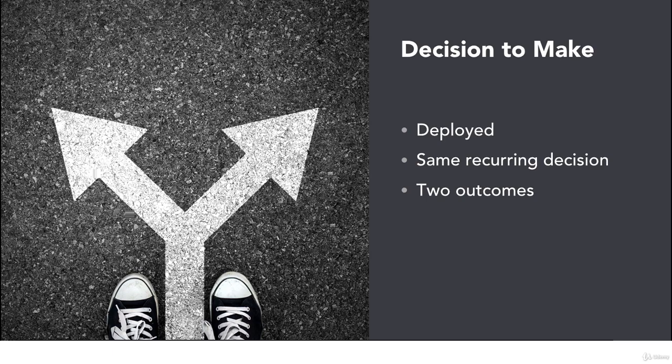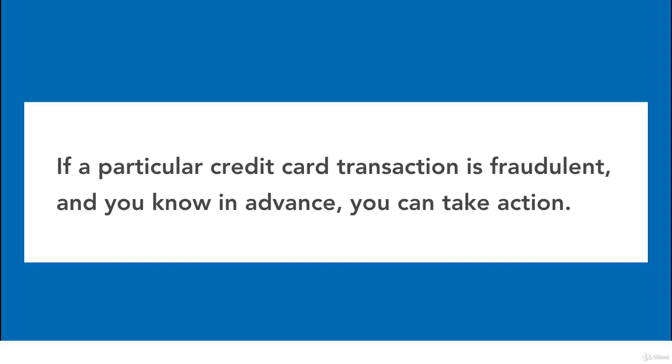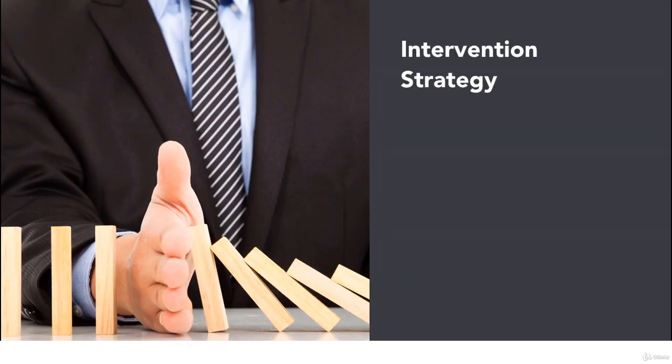If you know that a particular credit card transaction is fraudulent or legitimate, and you know in advance, then you can take the appropriate action. You'll also need an intervention strategy. As we've seen, these predictions occur at an individual level, and they're time-sensitive in nature.